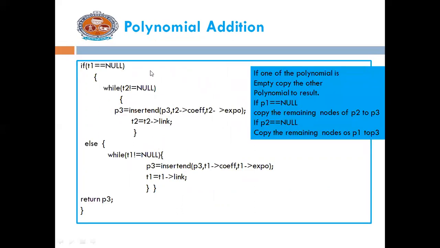If one of the polynomials is empty, copy the remaining terms of the other polynomial and add them to the end of the resultant list. Here T1 equals null, copy all the terms in P2. That means if P1 equals null, copy all the terms of P2 and add them at the end of P3. Otherwise, if P1 is not equal to null, then copy all the nodes of P1 and add them to the end of P3. Finally, return the result. This is how polynomial addition is implemented.